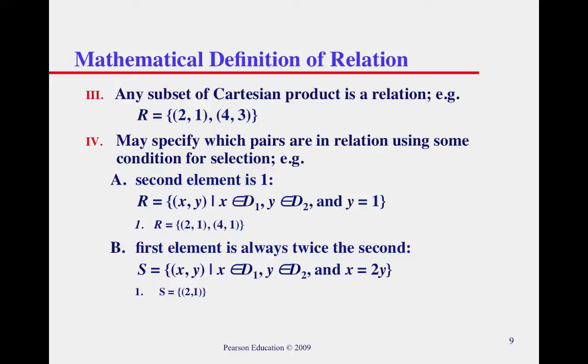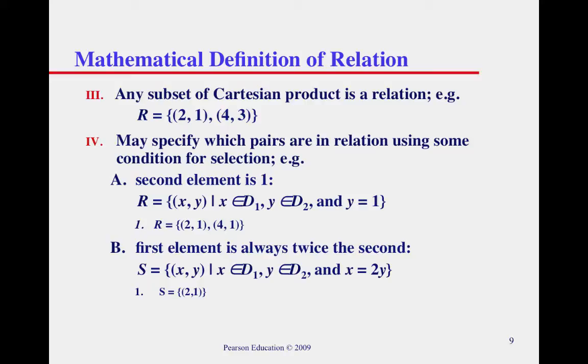But theoretically, there's other ways to specify the pairs that are in the relation, and that would be through some mathematical statement. So in part 4, I've given you 2 examples. I could say that my relation is the set of all tuples such that y, or such that the element chosen from domain 2 is equal to 1.